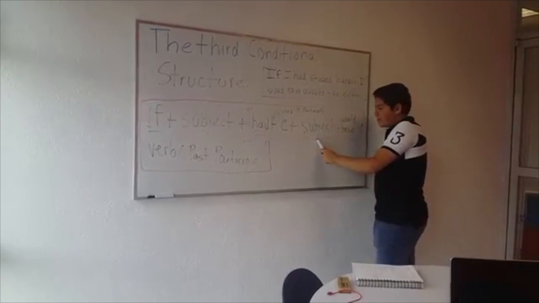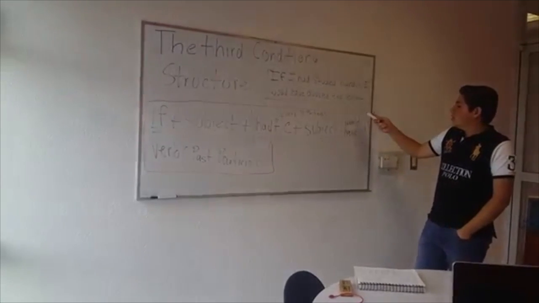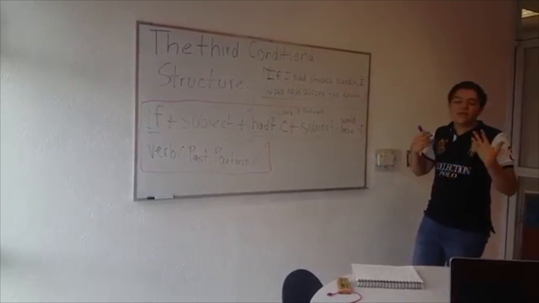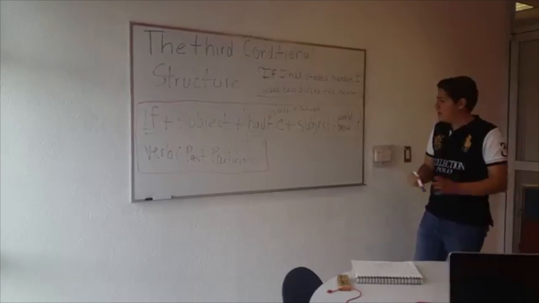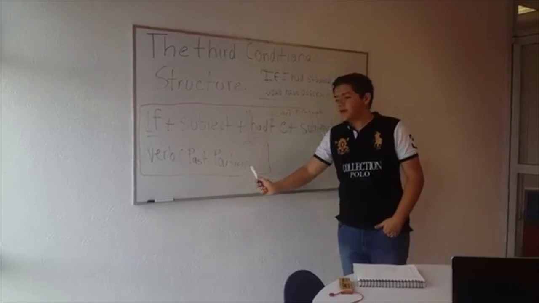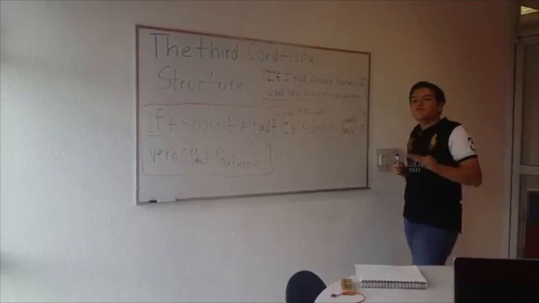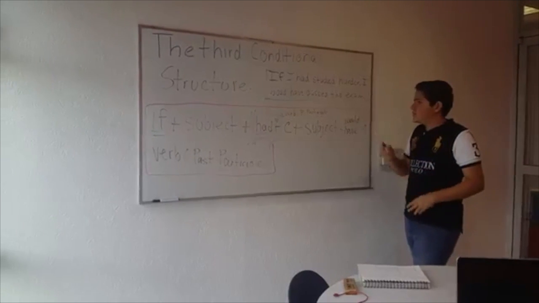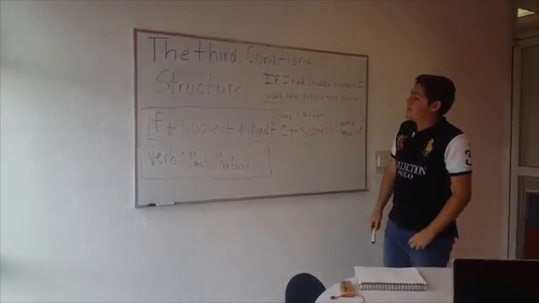Again, you put the subject. Following the subject, you put would have, or it can be might have or could have, whatever. And then you will put again the verb in past participle. This is the structure. The only thing you have to do is memorize this structure. This is an example I put.